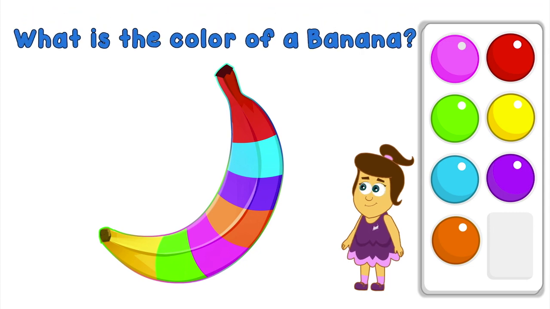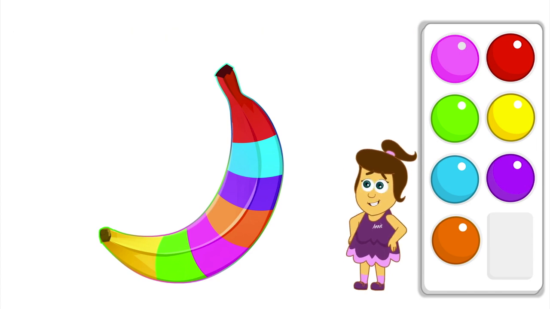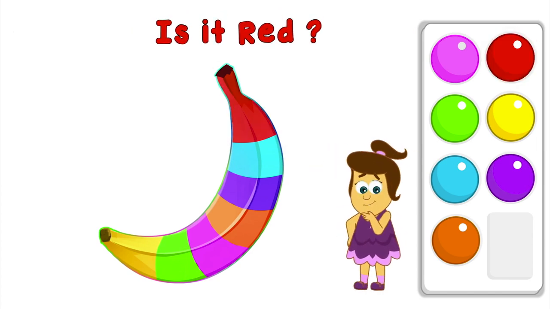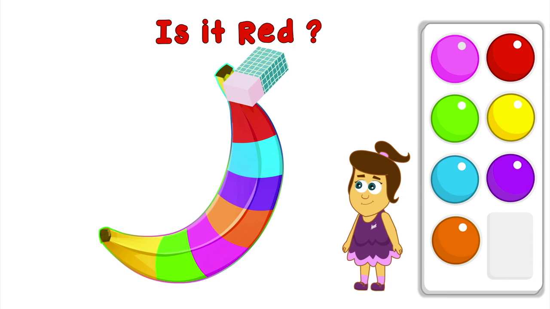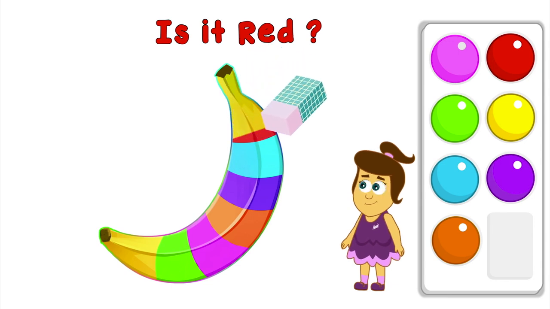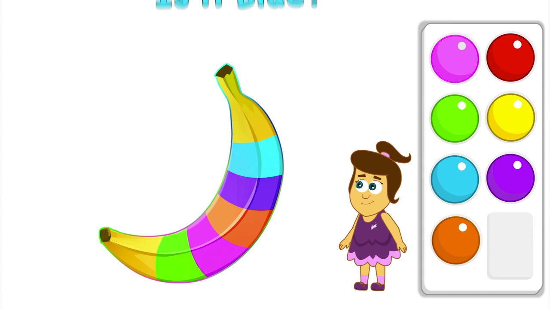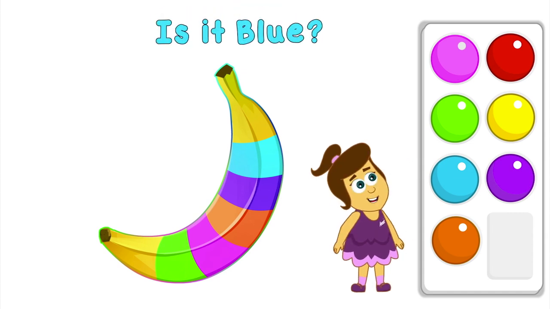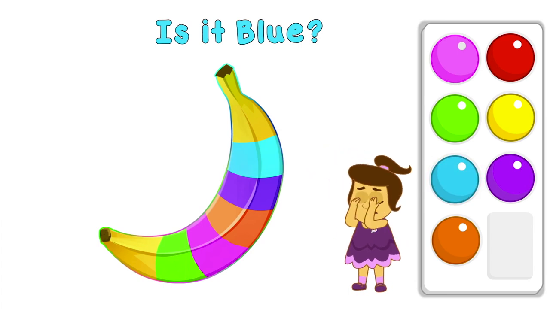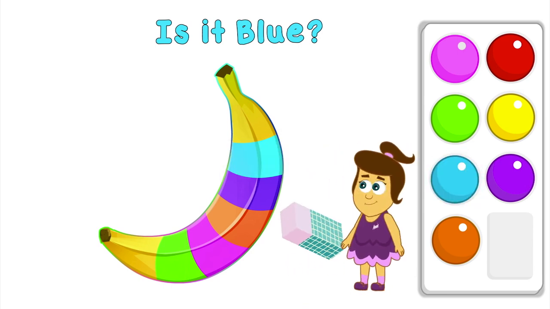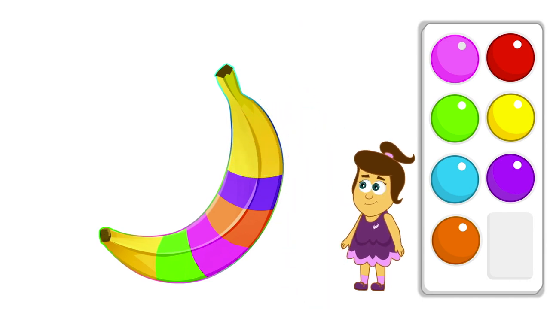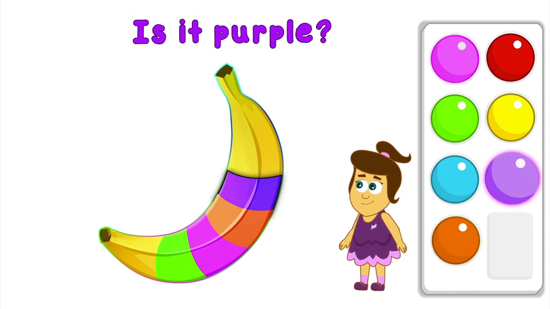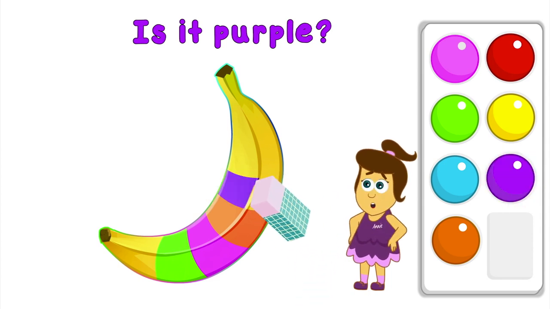What is the colour of a banana? We've got red. No, it's not red. Okay, is it blue? No, it's not blue. Let's rub that one out. How about a purple banana? No, a banana's not purple.